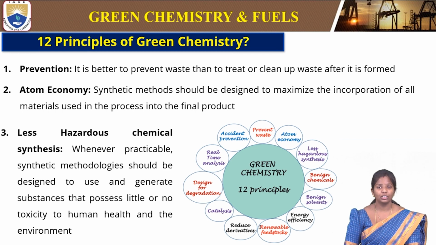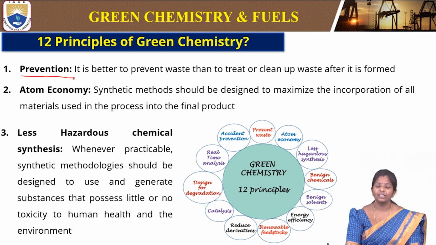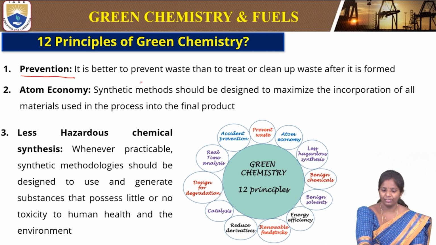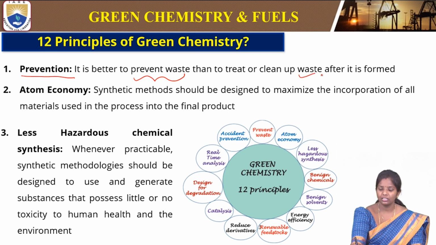So now coming to the principles. What are the principles of green chemistry? There are 12 principles. So the first one is prevention. It is always said that prevention is better than creating any waste. So prevention is always better: prevent the waste rather than treat or clean up the waste after it is formed.